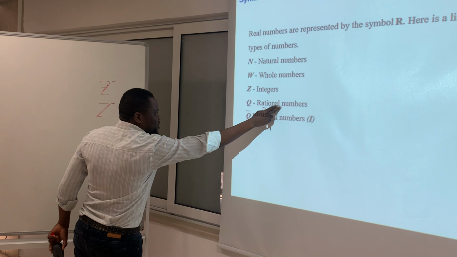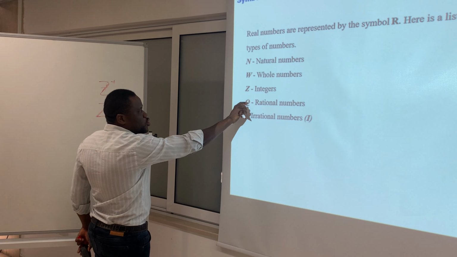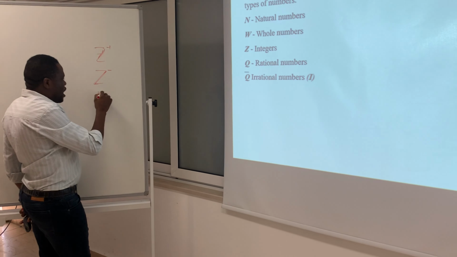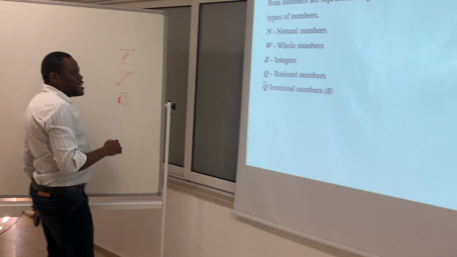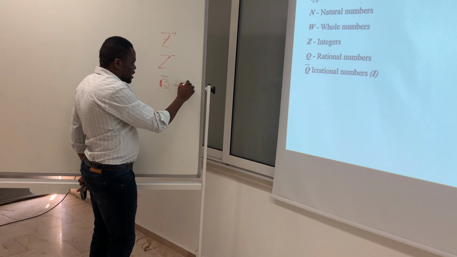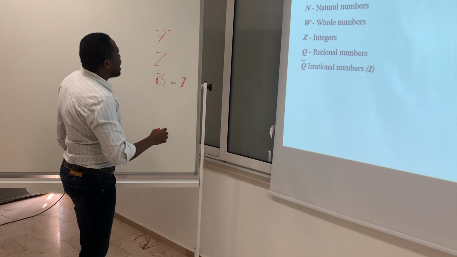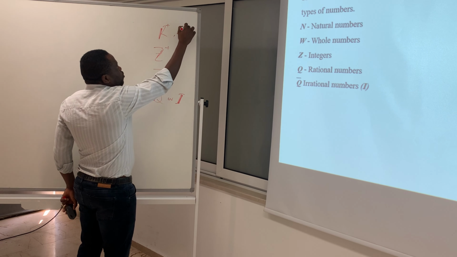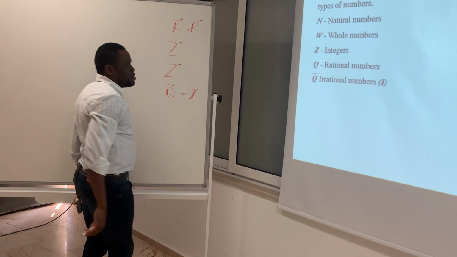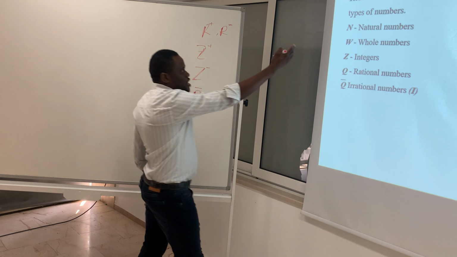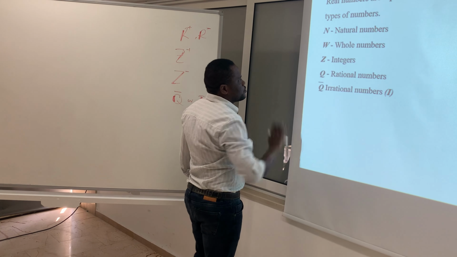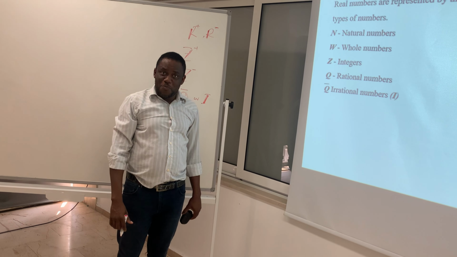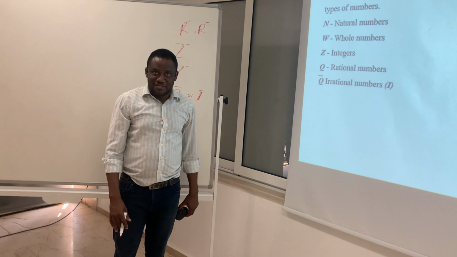So we have rational numbers. We use Q to represent rational numbers, and we use Q bar to represent the irrational numbers. Sometimes we use I. And then of course, the real numbers can also be positive real numbers or negative real numbers. Of course, natural is positive, whole number is positive. So these are the ones that we can use. Now, let's look at some operations that put all these together.